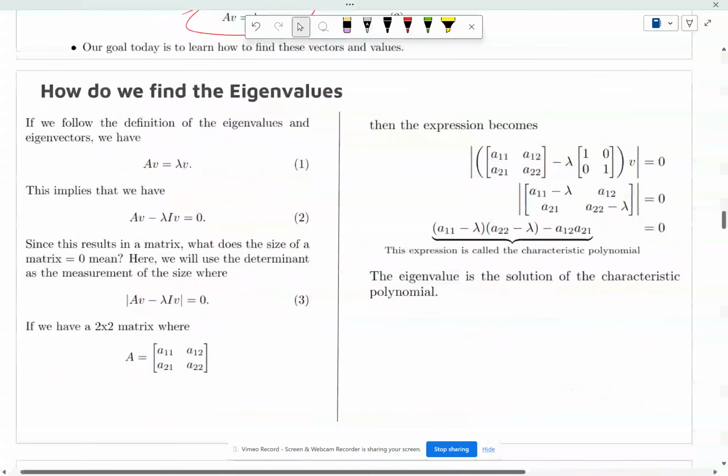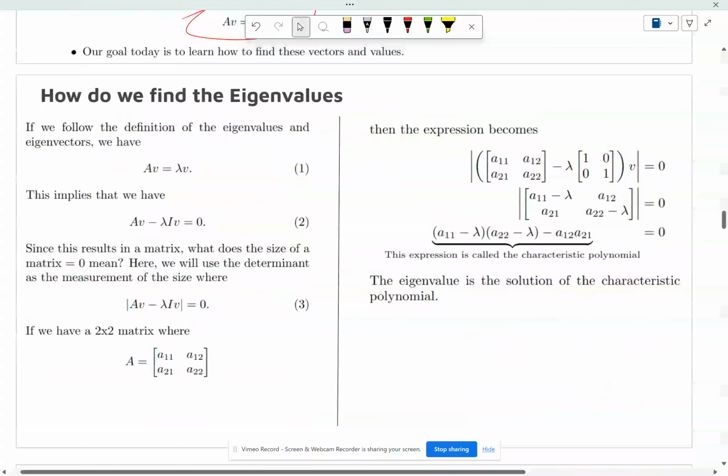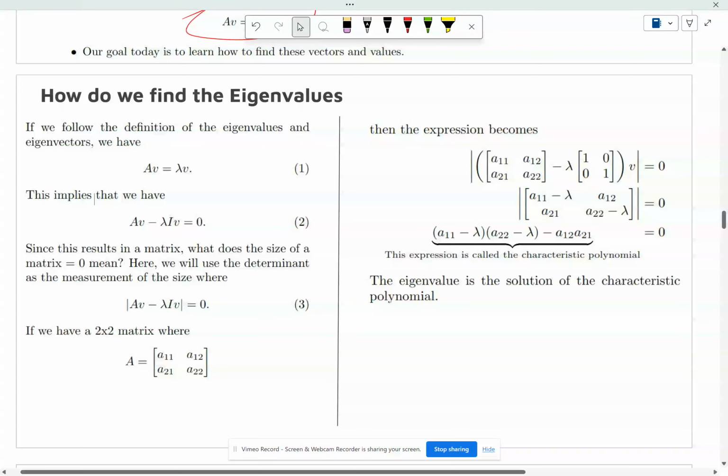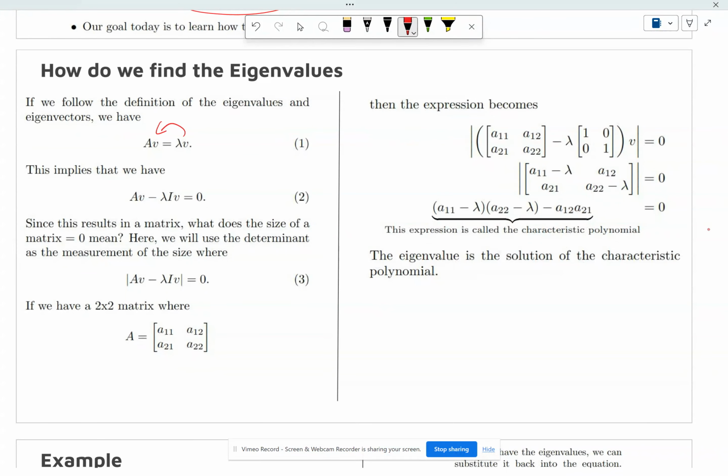How do we find eigenvalues? Well, all we have to do is start with the definition, which is this. Once we have the definition, we can move this to the other side. Therefore, AV minus lambda identity V is equal to 0. Now, since this result is a matrix, what does it mean that the size of the matrix is 0? This right here is a matrix. So when that equals 0, what does it mean?